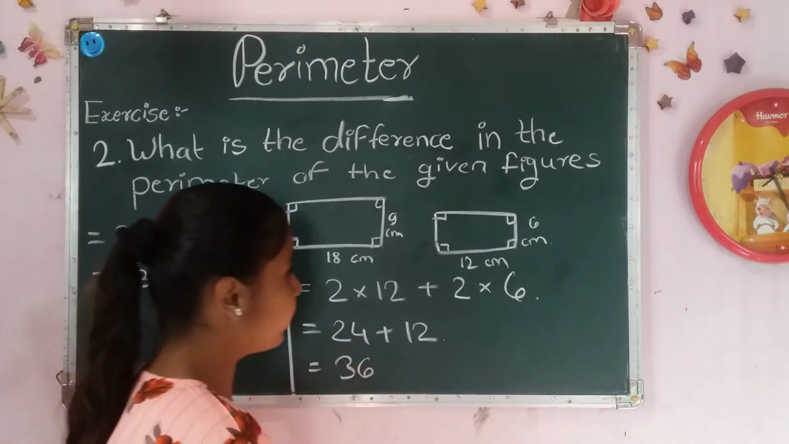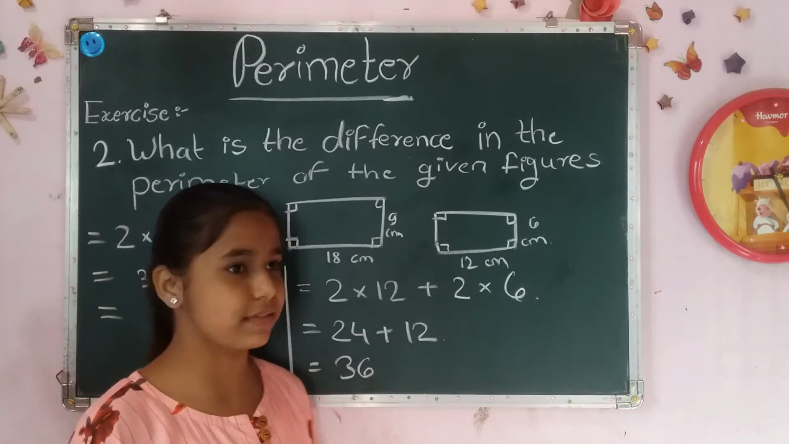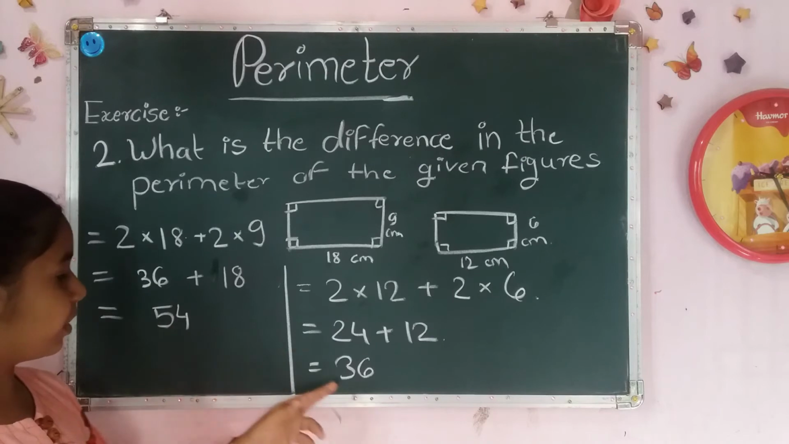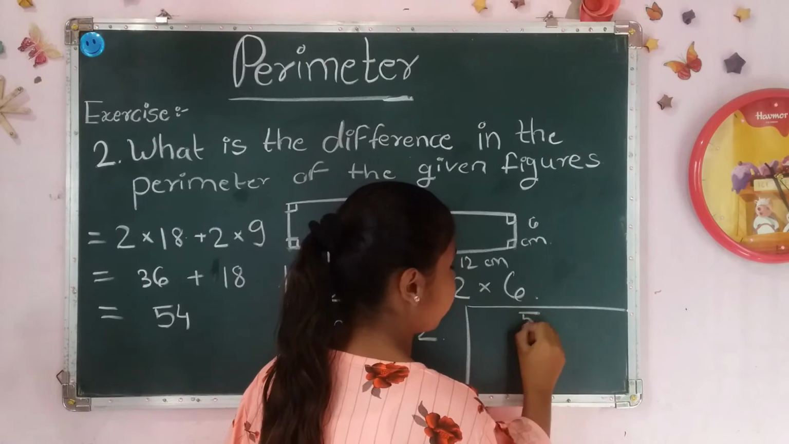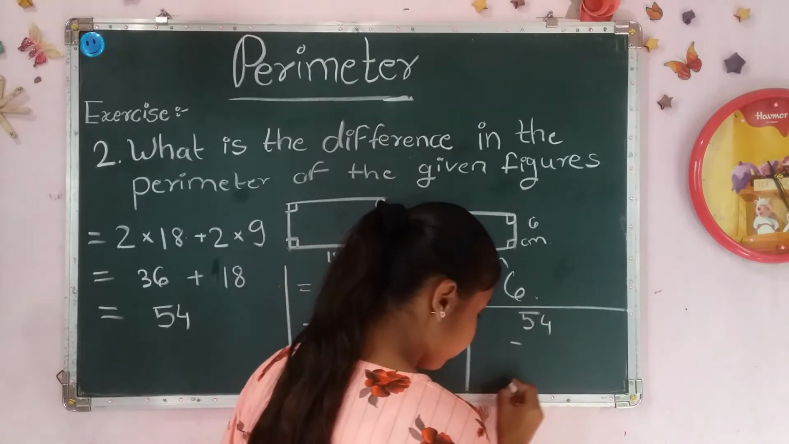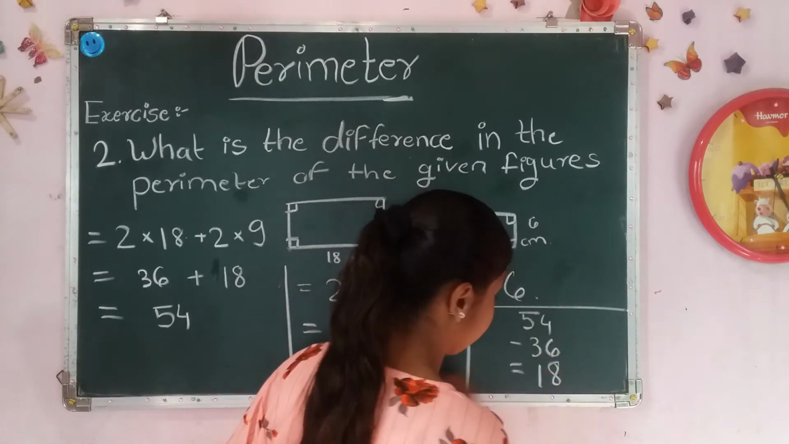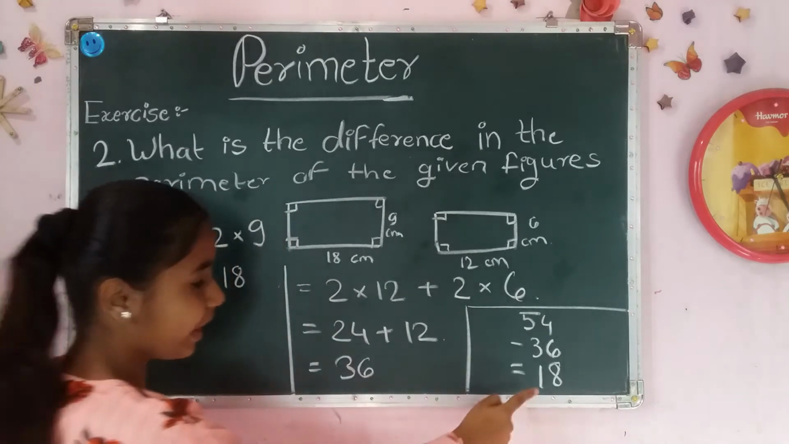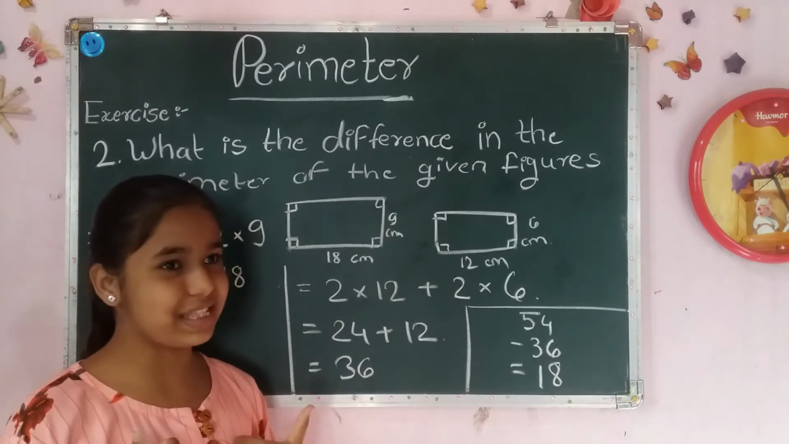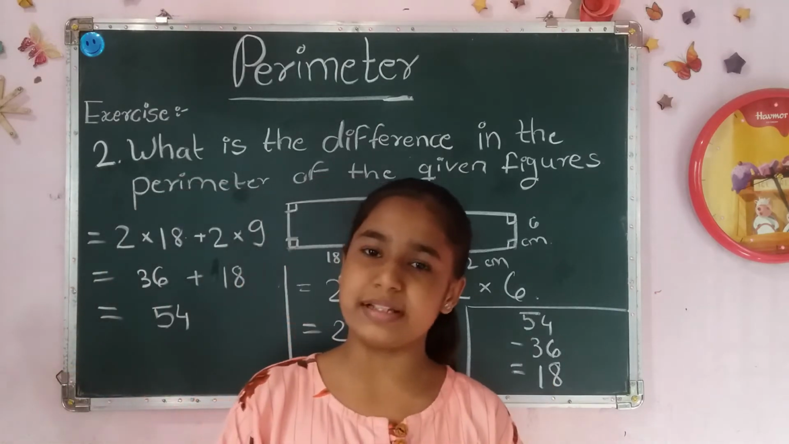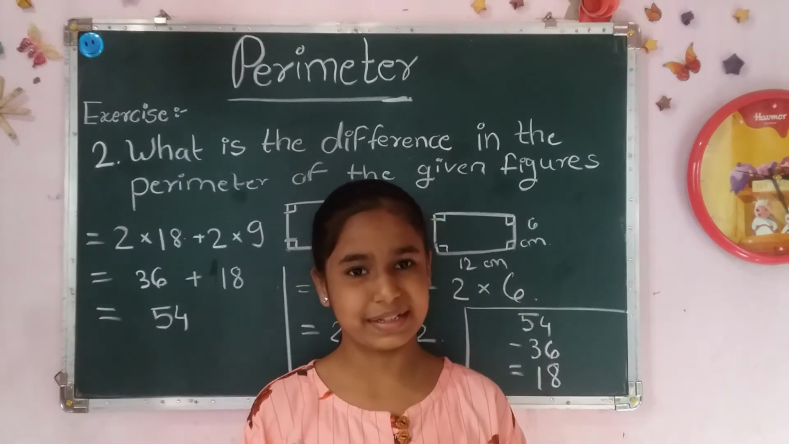Okay. So now we have to find the difference between them. How we will find the difference is, we will subtract the smaller from the bigger figure. So 54 minus 36 is equal to 18. So our answer is 18. The difference between the perimeters of these two figures is 18. Very simple it was, and you can solve it on your own also. You can take another figure from this. Okay. So let's go for our next question.